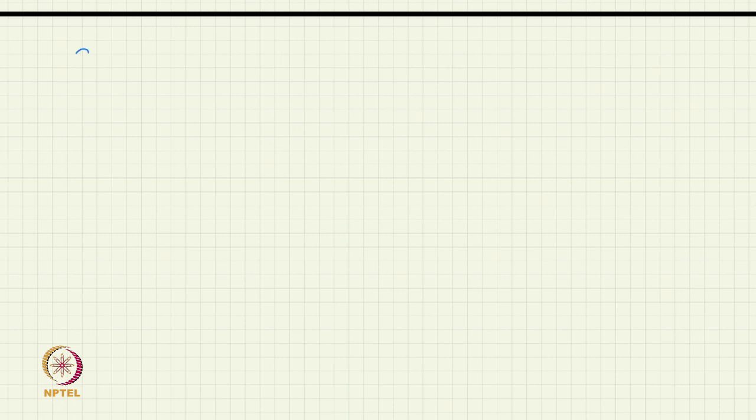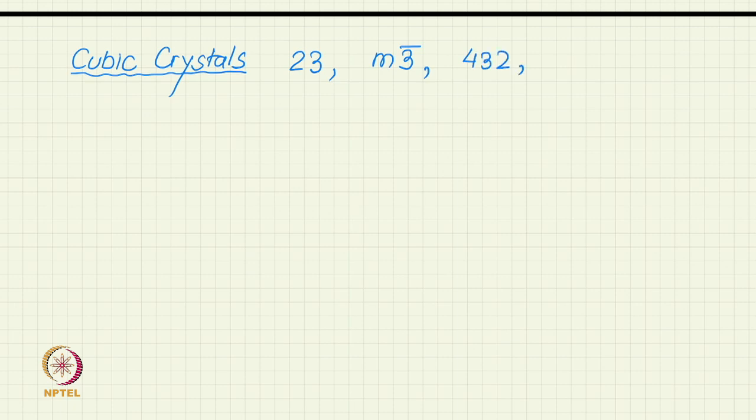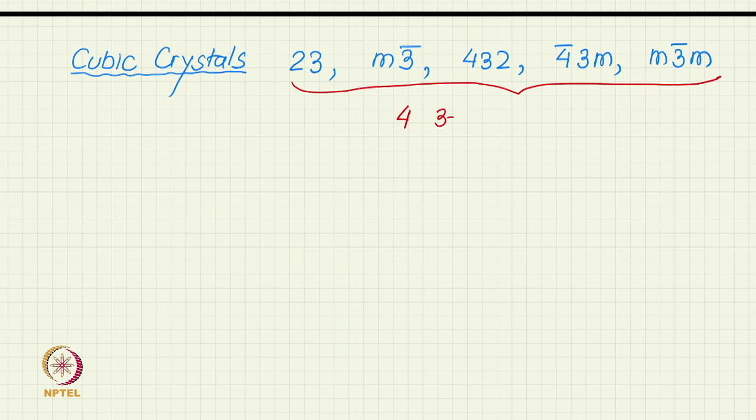So, when we say cubic crystal, there are 5 point groups possible. Those are 23, m3 bar, 432, 4 bar 3m and m3 bar m. These are the 5 cubic point groups, but the characteristic symmetry, the symmetry which is present in all of them, are 4 threefold axes along 111 directions or along body diagonals of the cube.